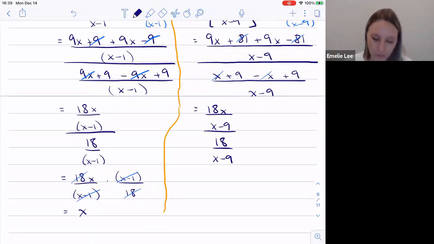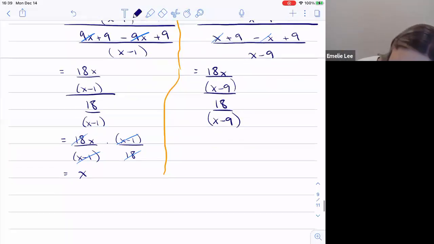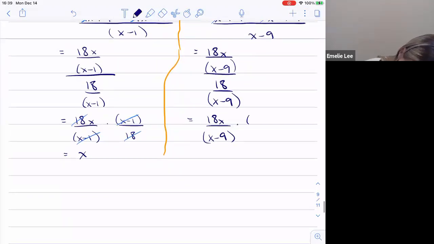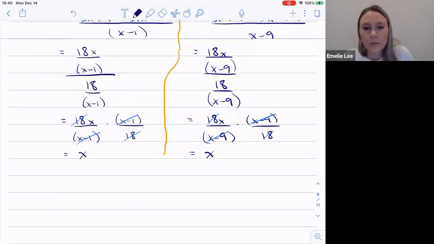Now I can flip and multiply. And in fact, I'm going to emphasize that x minus 9 is one thing because I want to cancel it later, right? So I don't want to get thrown off here. So I get 18x over x minus 9 times x minus 9 over 18. X minus 9 cancels with x minus 9, and 18 cancels with 18. So I'm left with x.